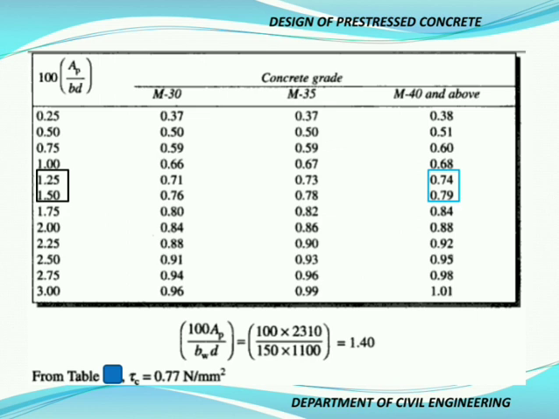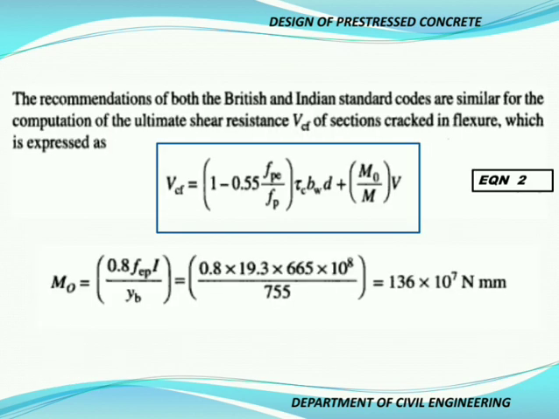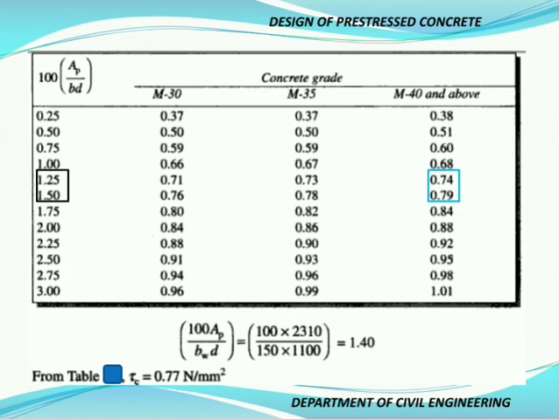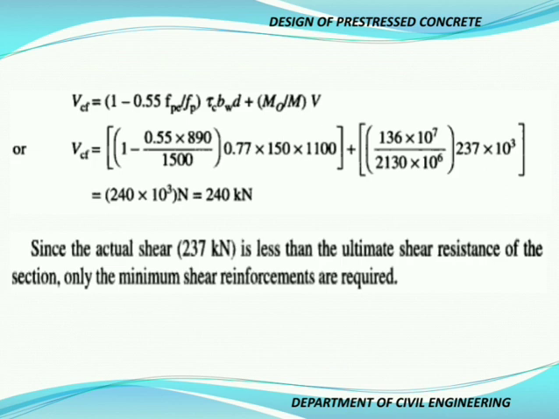So let's use the values of the last column, that is M40 and above, which are 0.74 and 0.79, corresponding to 1.25 and 1.5. By interpolation we get tau c for a percentage of steel of 1.4 as 0.77. Now in the previous formula, all the values which we require we have obtained. That is the formula for Vcf. M0 we have obtained, as well as tau c. Other data is given. So let's substitute all the values.